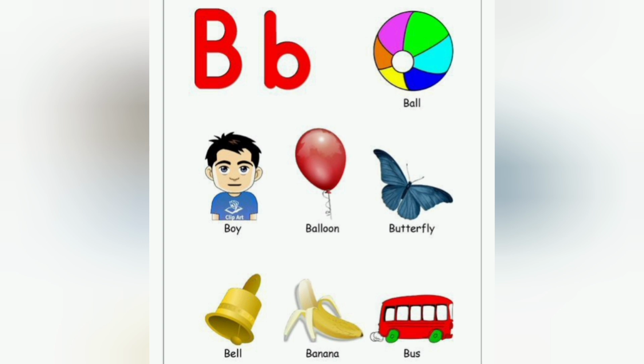Now let's repeat the letter with its sound. B ball. B boy. B balloon. B butterfly. B bell. B banana. B bus.